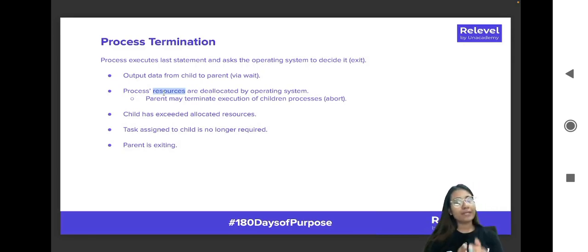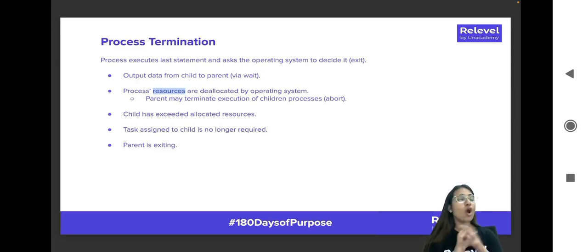Sometimes there is a parent process and a child process, and the parent process is exiting. Because of this, we may or may not want to allow the child process to execute without a parent. It's like an orphan process, wherein your parent is exiting but the child is still there. In those situations we sometimes terminate the child process as well.